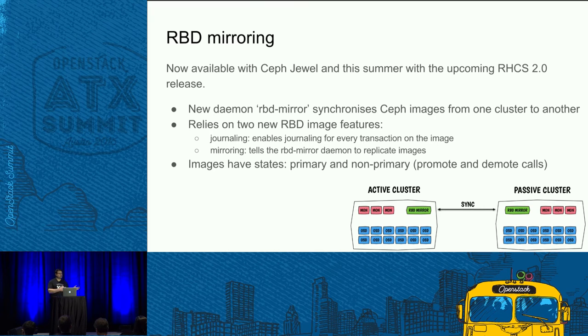There are two ways that mirroring can occur. We can mirror anything that's in a given pool, or we can mirror select images, in which case you have to flag which ones. Images have states, primary and non-primary, as right now the system is being tested with only two sites. However, there are no architectural reasons why this wouldn't work with N sites. It's just something that we haven't tested yet. And that influences the terminology so that we don't have primary and secondary, but only primary and non-primary. The non-primary image is non-writable.